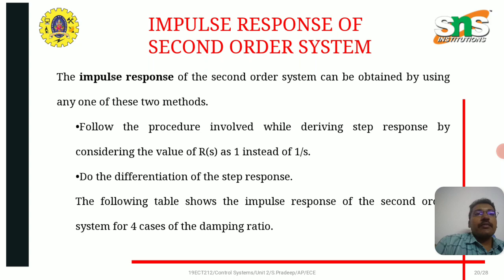The impulse response of the second order system can be obtained by using any one of these two methods. First one is follow the procedure involved while deriving step response by considering the value of R(s) as 1 instead of 1 by s. The second one is do the differentiation of the step response. The following table shows the impulse response of the second order system for 4 cases of the damping ratio.